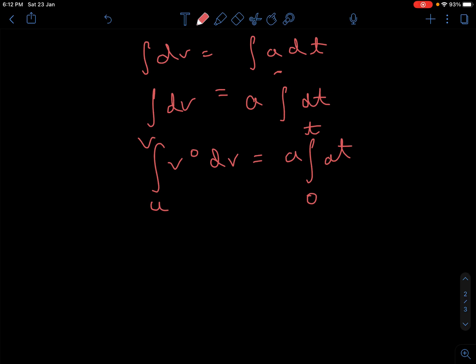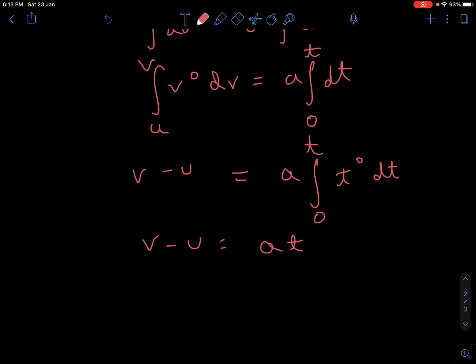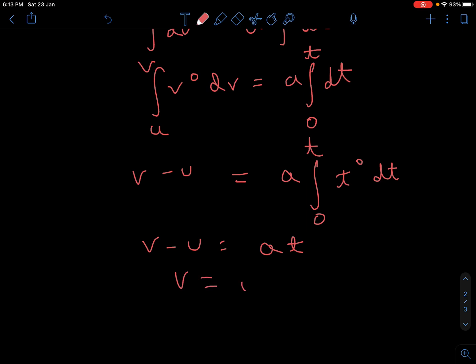So here it will be v minus u, is equal to a times the integral of t to the power 0 dt, which gives t from 0 to t. So v minus u is equal to a into t, and this turns out to be the famous equation v is equal to u plus at. Hence proved.